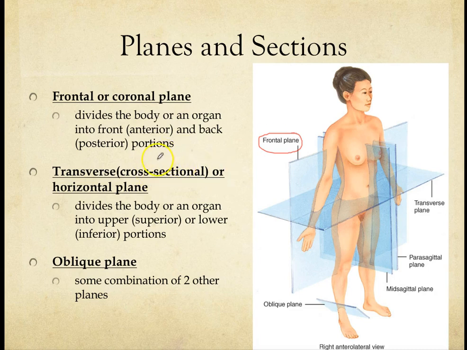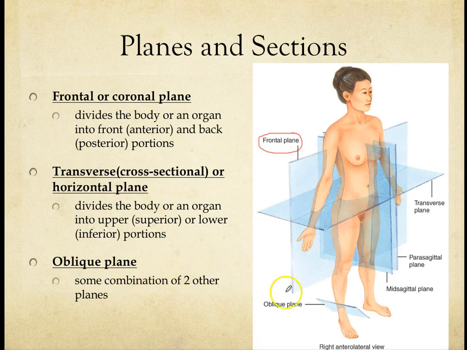The cross-sectional plane that I mentioned earlier is also known as a transverse or horizontal plane. Any of those terms are correct. I tend to use cross-sectional more often than the other two. In any case, that'll divide the body or the organ into an upper, superior, or lower, inferior portions.